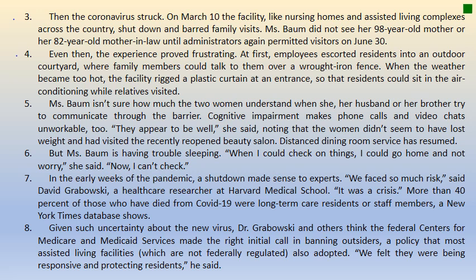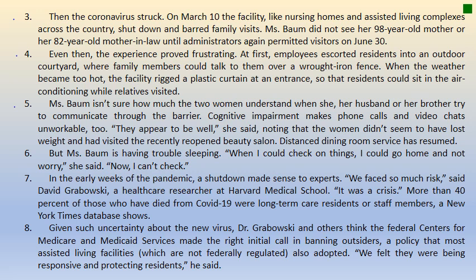At first, employees escorted residents into an outdoor courtyard where family members could talk to them over a wrought iron fence. It's as if it's a prison. When the weather became too hot, the facility rigged a plastic curtain at an entrance so the residents could sit in the air conditioning while relatives visited.